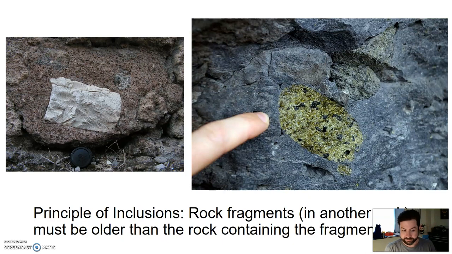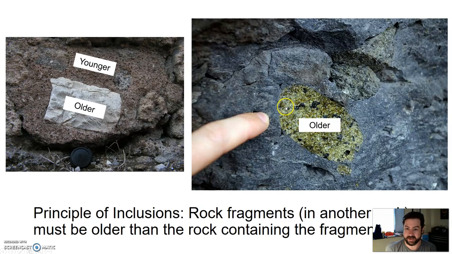The principle of inclusions. Rock fragments, for instance, like this one here, must be older than the rock containing the fragment. So this had to exist first, so it's older, while the surrounding rock is younger. Same thing here. This rock fragment is contained within this younger rock material. A lot of the time this happens with igneous rocks. So you have some sort of old rock underground falling into hot magma. That magma cools and solidifies to become a rock, but there was already an existing rock in there as the magma was cooling. So the principle of inclusion says rock fragments are older than the rocks that contain them.